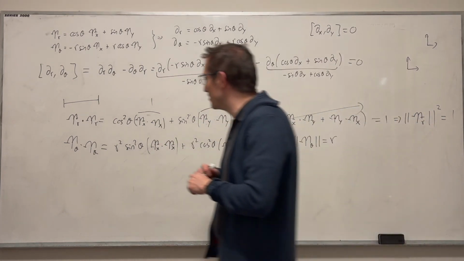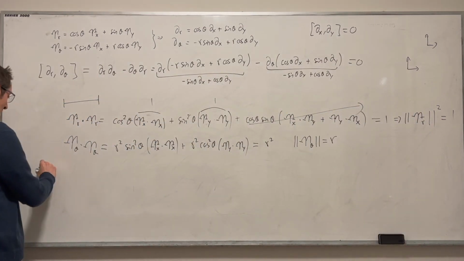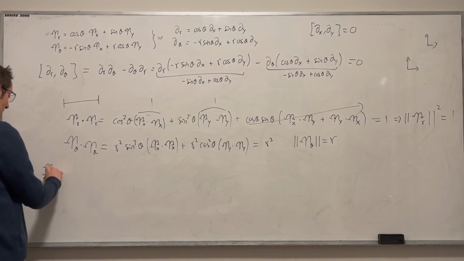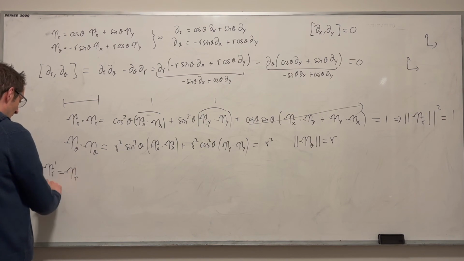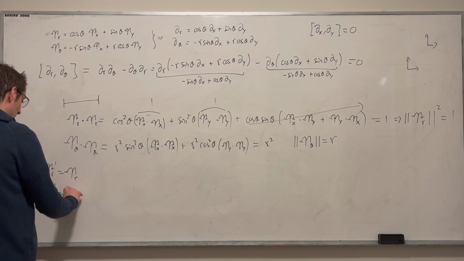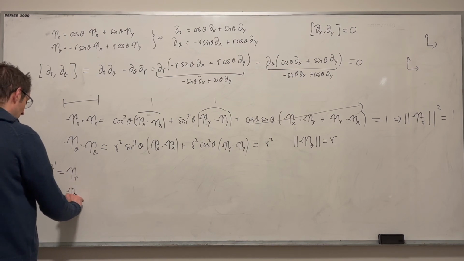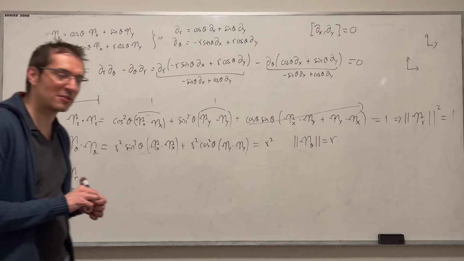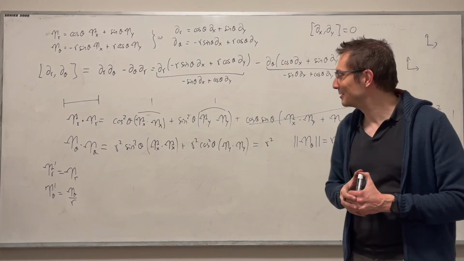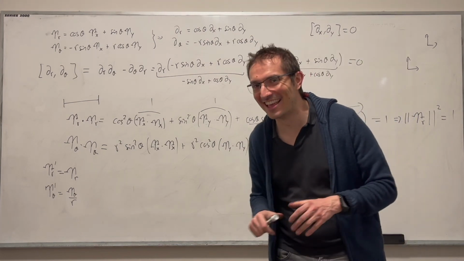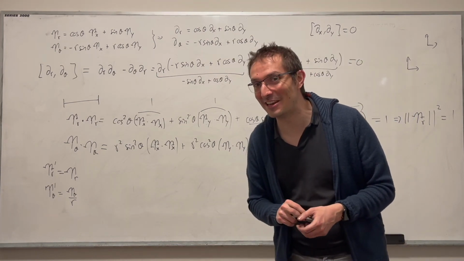Let's define a new basis. I'm going to call it epsilon r prime, which I'm going to make equal to epsilon r, and epsilon theta prime, which I'm going to make equal to epsilon theta divided by r. And then we're fine, no? Because we have an orthonormal basis now, they're normalized. Yes, you have an orthonormal basis, but you've paid a price. You know what the price you paid is?